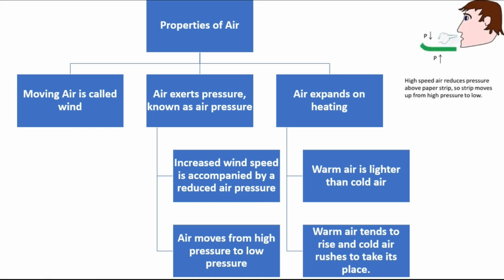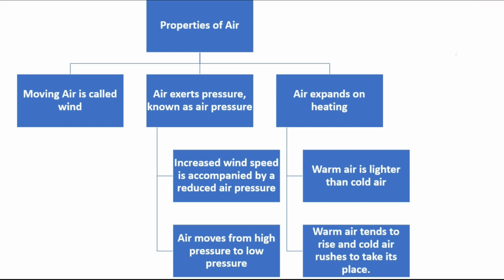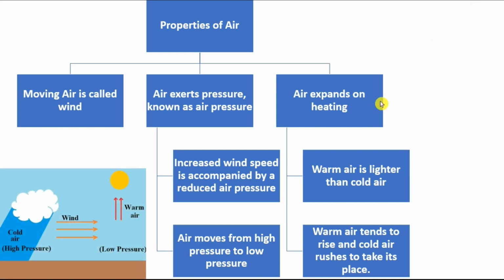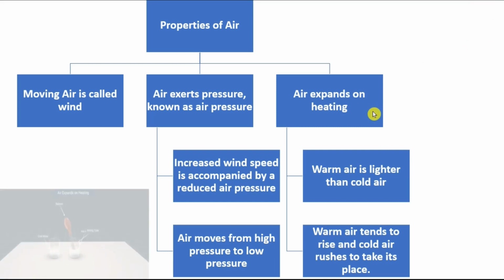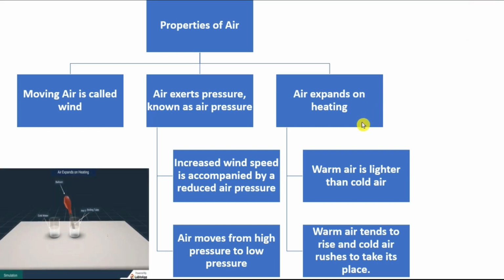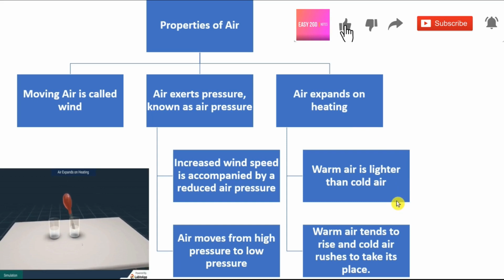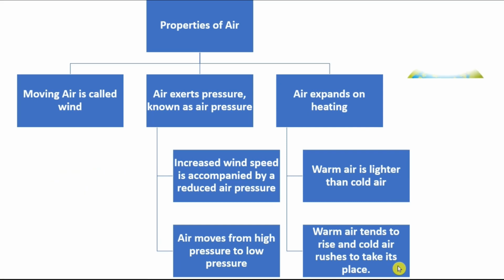Then we know that the air expands on heating. When you heat air, the air expands, which in turn makes the air lighter. So that is why warm air is lighter than the cold air. And this is the reason that the warm air always tends to rise and the cold air comes down, because the cold air is heavier and the warm air is lighter. If you are clear with the concepts on this slide, the rest of the chapter is actually conceptually based on this. Let's move to the next slide.